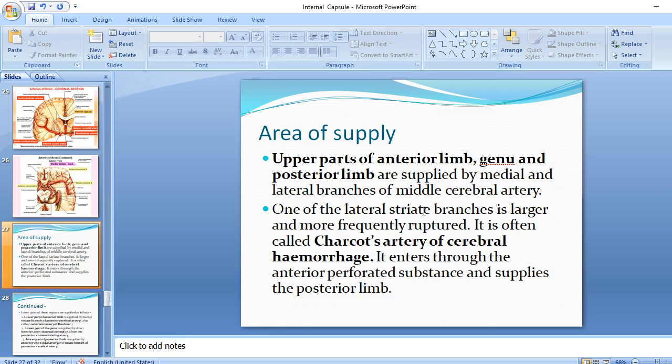To summarize, the upper parts of the anterior limb, genu, and posterior limb are supplied by medial and lateral branches of the middle cerebral artery. One of the lateral striate branches is larger and more frequent in rupture. It is often known as Charcot's artery of cerebral hemorrhage. It enters through the anterior perforated substance and supplies the posterior limb.